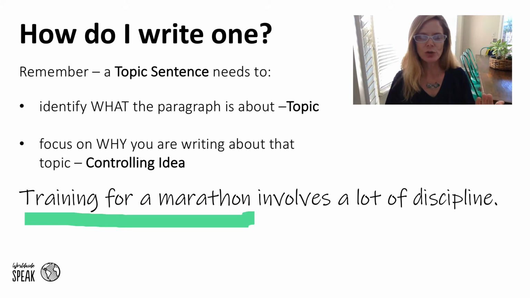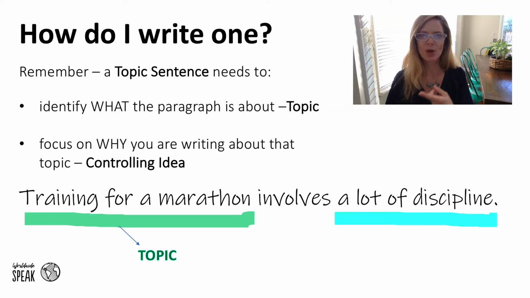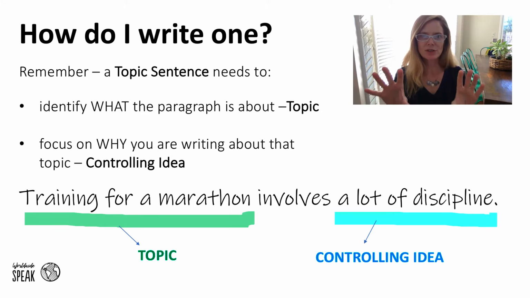And the controlling idea in this topic sentence would be a lot of discipline. That's our controlling idea. So I'm going to tell the reader, hey, this paragraph is about the discipline it takes to train for a marathon. And that's it. I'm not going to talk about the type of equipment you need. I'm not going to talk about the races that you're going to run. I'm not going to talk about famous marathoners.